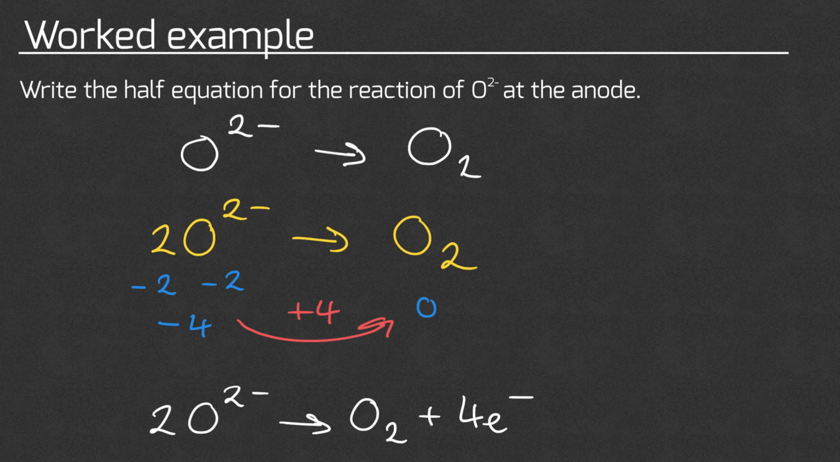If you double check the charges, you'll see oxygen is -2. There are 2 of them to give us -4. The electrons have a -1 charge, and there are 4 of them, giving us -4 on the right-hand side as well. Therefore, we've written a complete, balanced half equation.